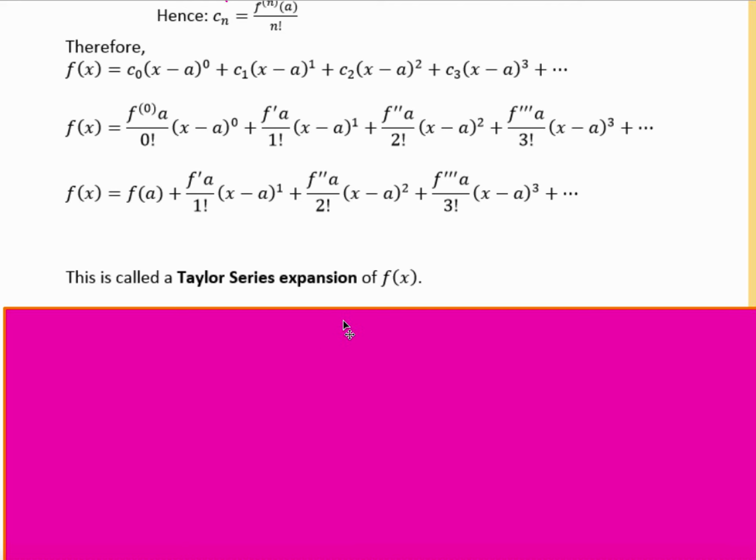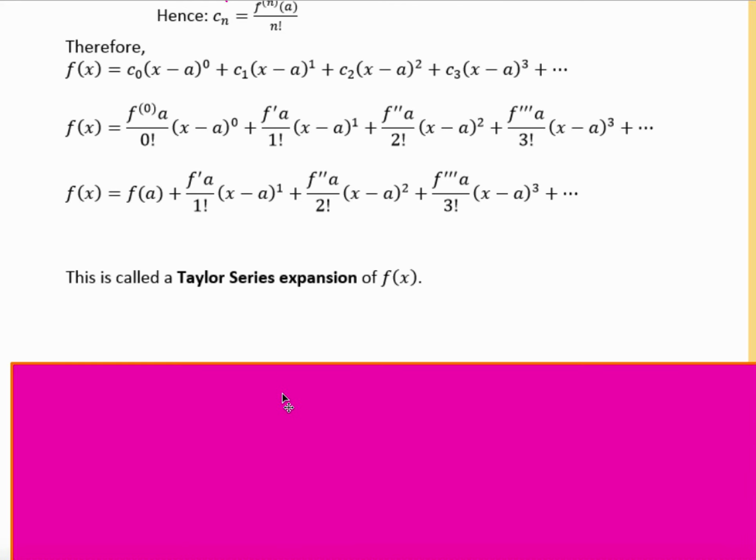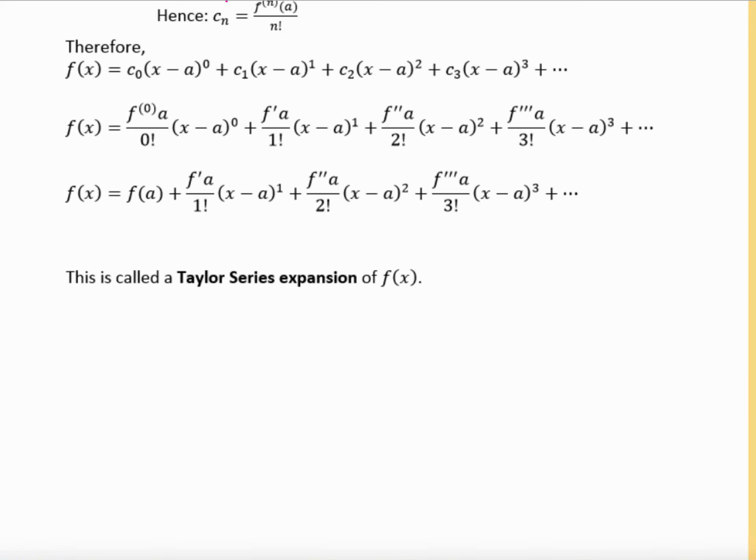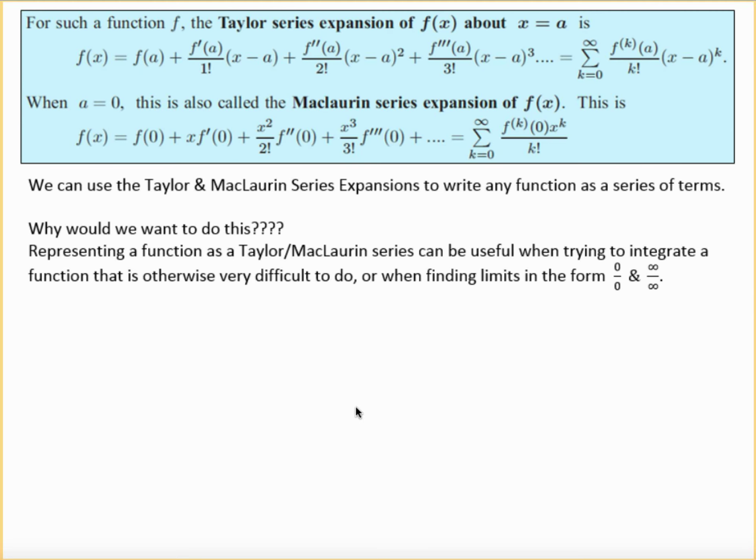This is what we call the Taylor series expansion. Pretty awesome? I think it is. So here's our official definition of the Taylor series expansion of f of x about x equals a, which is what we just derived from taking multiple derivatives. Now, when our a value is 0, when we're centered at 0, this is actually called the Maclaurin series expansion. And so we have a separate formula for that.